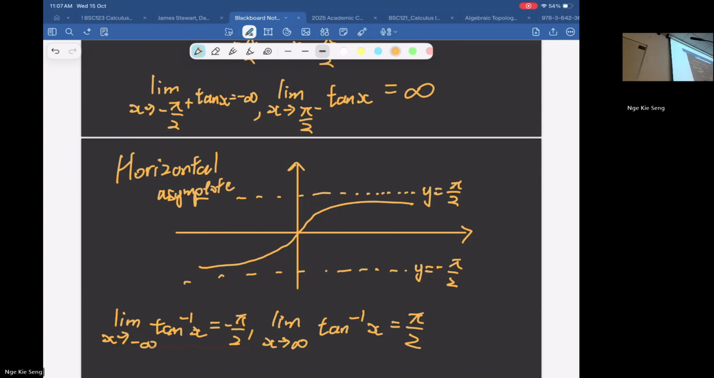Make sense? Okay. Let me ask you another question. Is it possible that this is infinity and this is also infinity? Both of these two are infinity. Is it possible? Can you think of an example of a function such that when x goes to infinity, the limit is infinity?